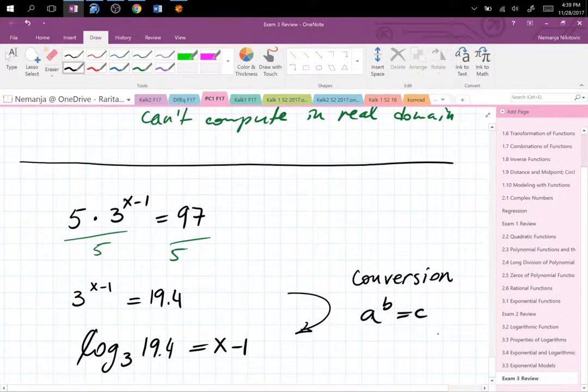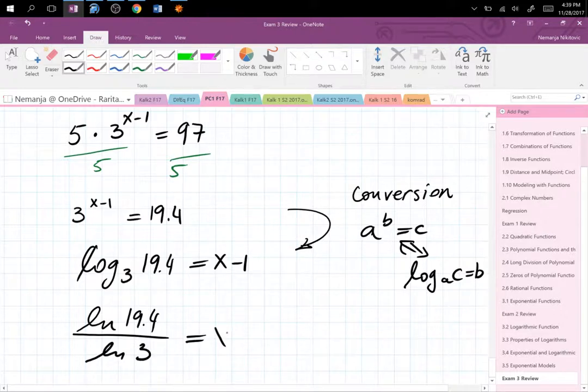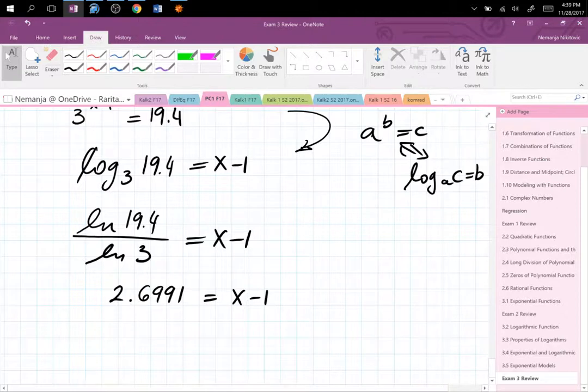A to the b equals c converts to log base a of c equals b. So now there's a change of base over here. So you go ln 19.4 divided by ln of 3 is equal to x minus 1. All right, so ln 19.4 close parenthesis divided by ln of 3. 2.6991 is equal to x minus 1, and now plus 1 to both sides, x equal to 3.6991.